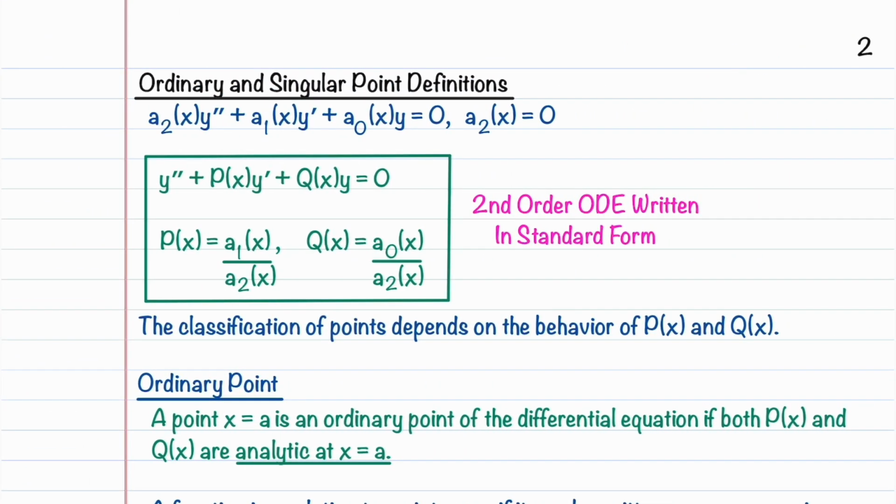We're now going to learn how to determine if a point is an ordinary or singular point of a differential equation, just like this equation shown here. The first thing that you need to do is put the differential equation in standard form. The equation written here in the green box is in standard form. To put an equation in standard form, all you have to do is divide by whatever multiplies y''. The classification of points then depends on p(x), that's just the function that multiplies y', and q(x), which is the function that multiplies y.